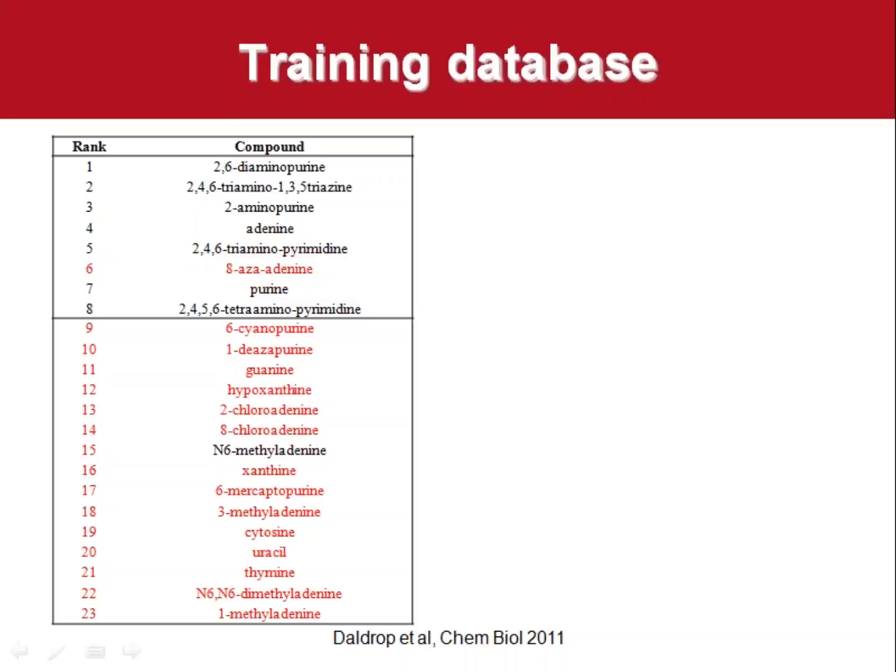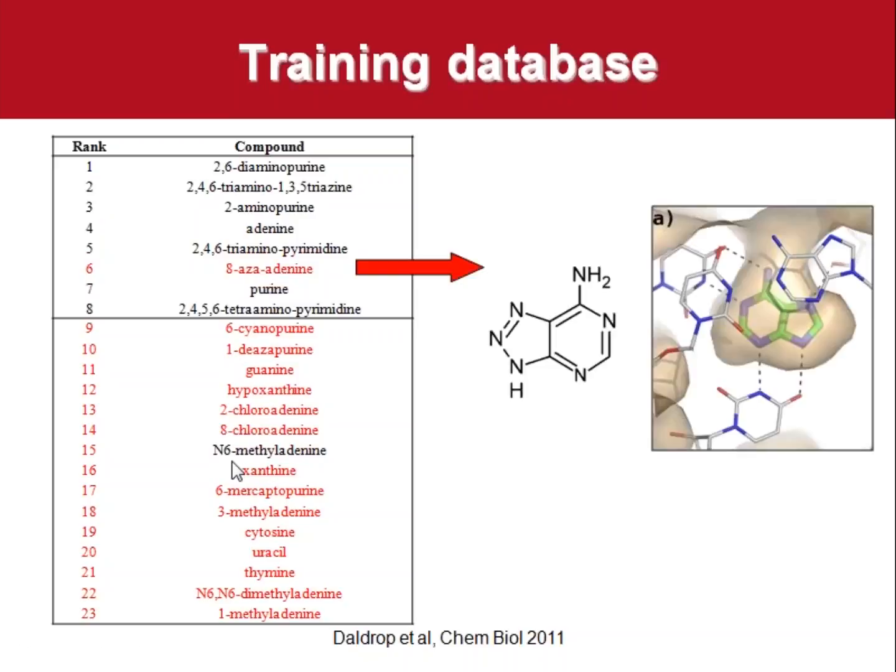And we also see 2 compounds where we had a false positive or false negative prediction. This compound was predicted to bind but shouldn't bind, and this compound was predicted not to bind but should bind. So why did we not get them right? For this adenine, the issue was predicting the protonation state.